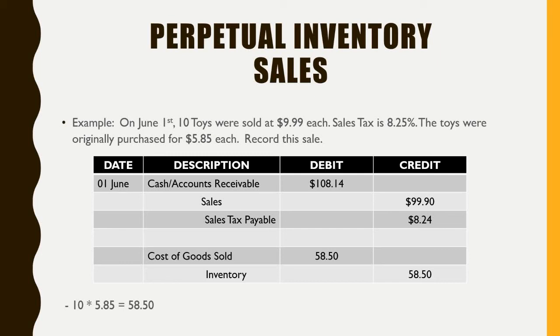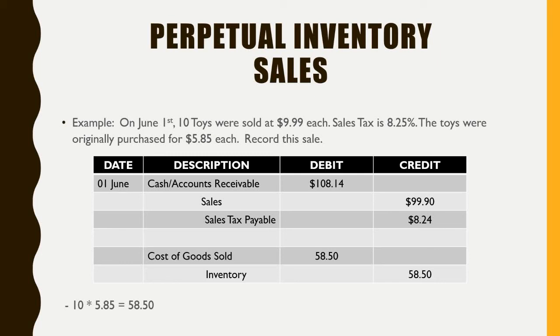$58.50, right? 10 times $5.85 gives you $58.50. Okay? So that is the huge difference between perpetual and periodic. Under periodic, we don't care to keep track of our sales. All we care about is just keeping track of what we sold, in terms of we made a sale, right? But we are not going to keep track of how many items we sell, all right?